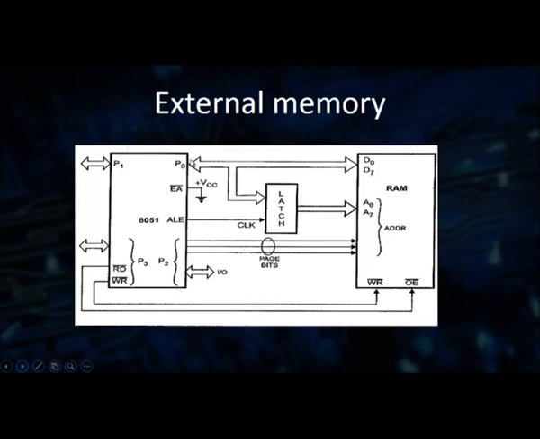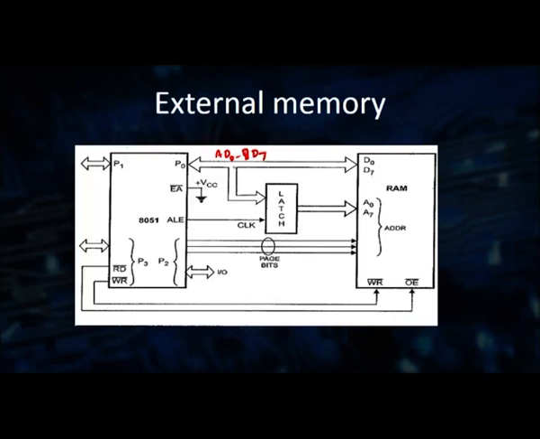In port 0, the lower order address lines and data lines are multiplexed. In port 2, only the higher order address lines. So, the multiplexed address and data lines will be demultiplexed by using the ALE signal. So, ALE is the address latch enable. The AD0 signal from port 0, in port 0 we have AD0 to AD7.